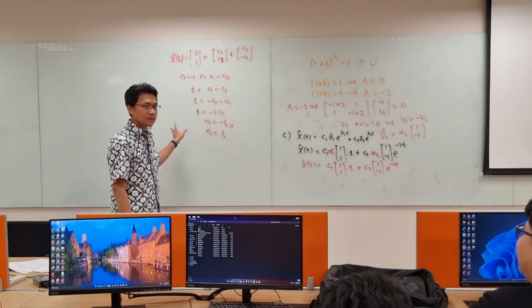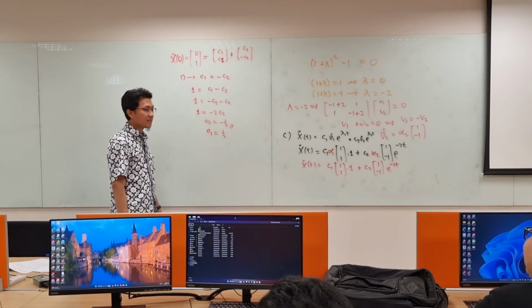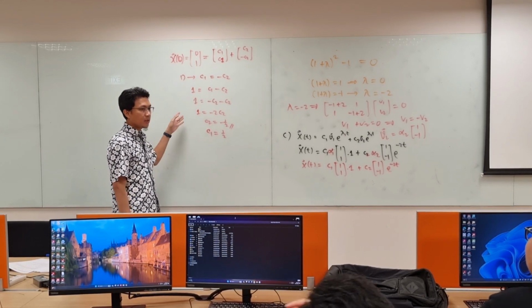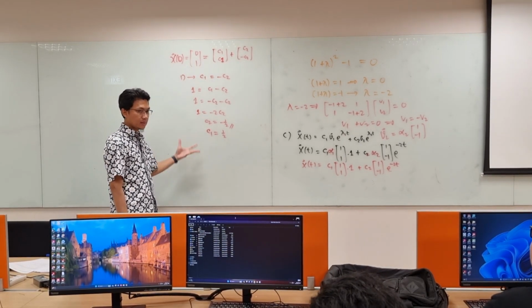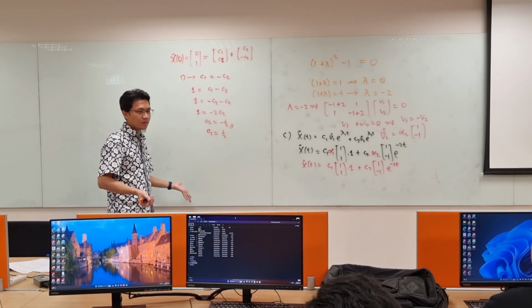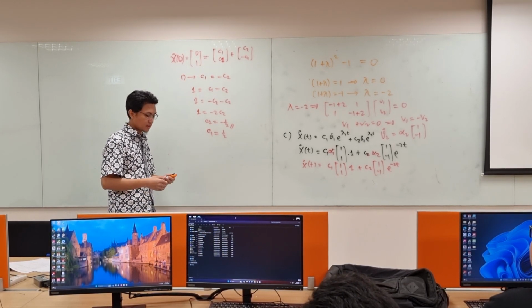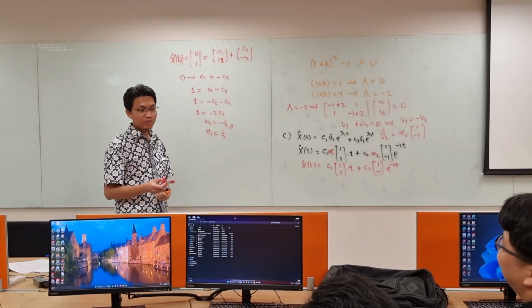Okay, any question on this? On exam 2, you will be asked to find out C2 and C1 like this, or C3. Maybe a 3 by 3 matrix. You have to prepare if it is 3 by 3.